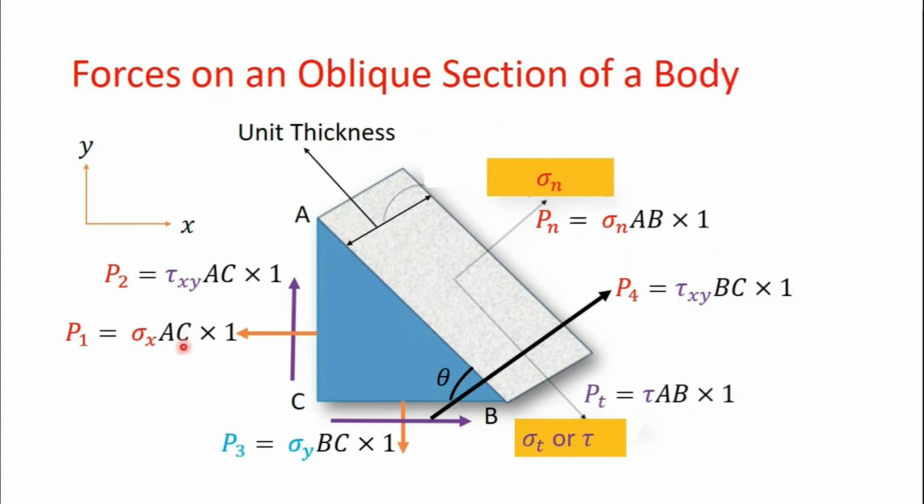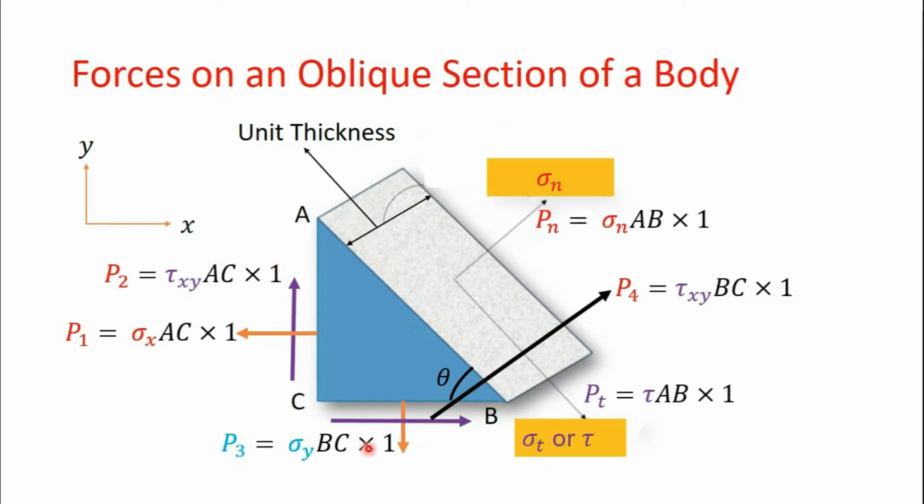And you must be wondering why I have multiplied by 1. The obvious answer is that we have considered unit thickness, and we know that force equals stress into area. The area of this plane will be AC multiplied by this length, so this will be AC into length, and the force P2 is given as shear stress tau xy multiplied by AC into 1. So why AC into 1? Because this side is multiplied by this side. So this is a rectangle, so we are considering this area, and that's why we have taken unit thickness, and further we will write AC into 1 equals AC.